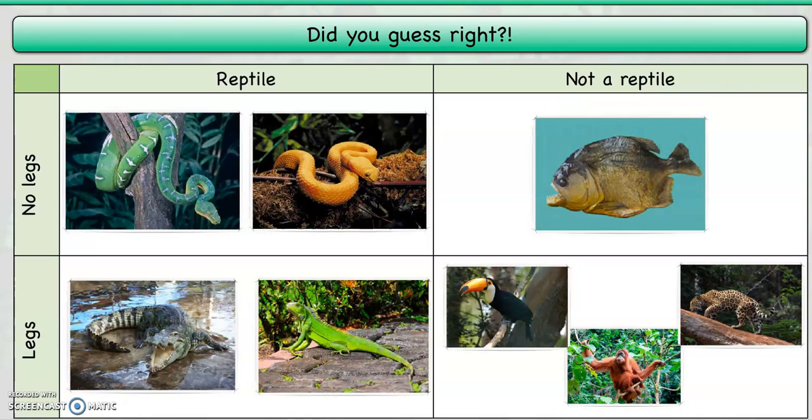So let's see how we've arranged these. If we look at our first column, you can see that these are all reptiles. They are all cold-blooded animals with backbones who have skin covered in scales. When we look at our next column, you can see that these animals are not reptiles. So none of these are covered in scales with backbone and are cold-blooded. When we look at our top row, we can see that the snakes and the fish have no legs, whereas the crocodile and the lizard, the bird, the monkey and the cheetah all have legs.